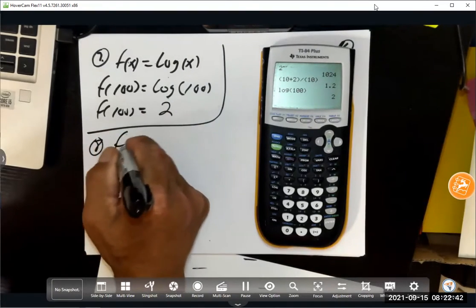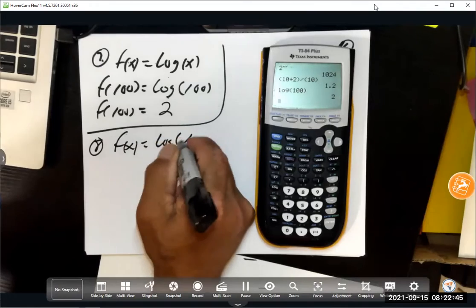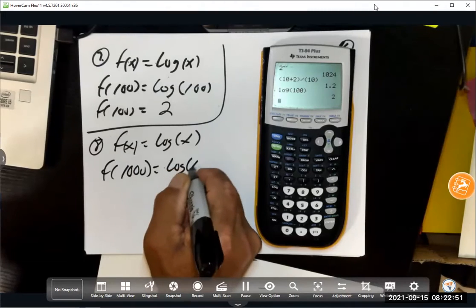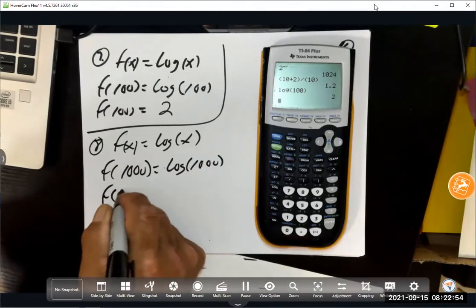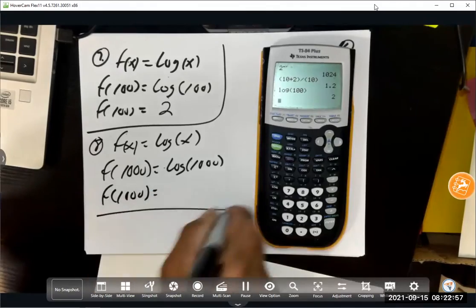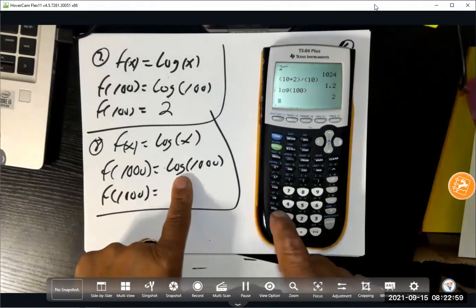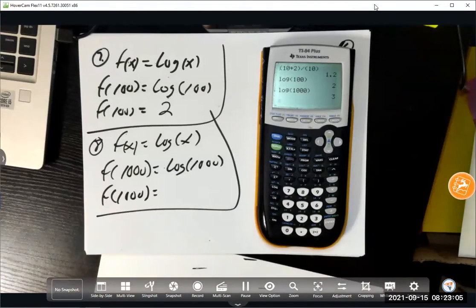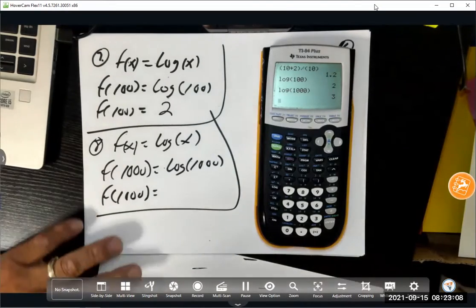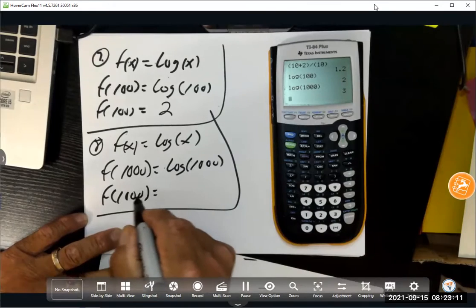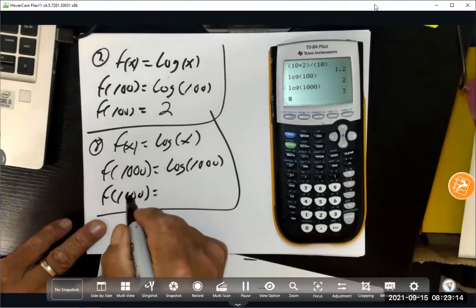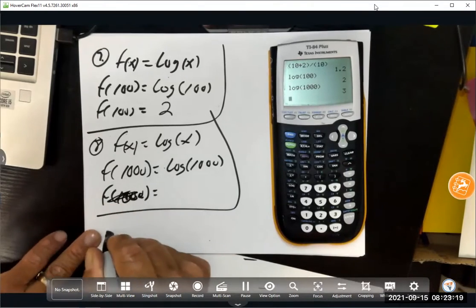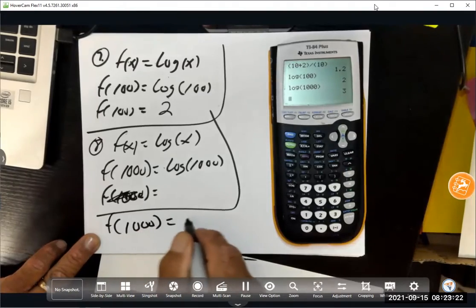Number 8. Same thing. f of x equals log of x. Find f of 1,000. Do it in the calculator. Log of 1,000, like this. Okay, it's the log function, and just give me a number. Log of 1,000. What'd you get? 3. Somebody said log of 1,000 is 3. There you go. 3.